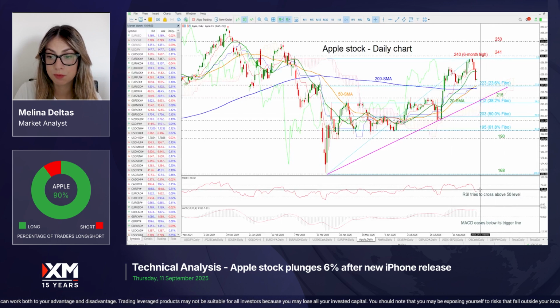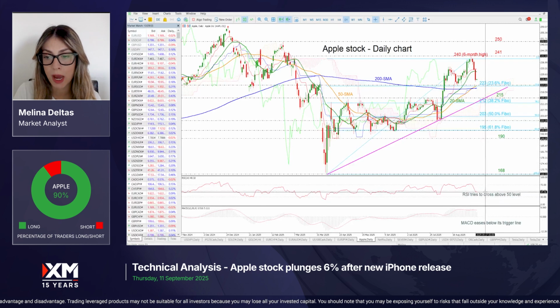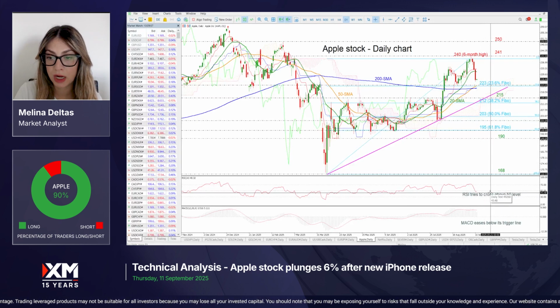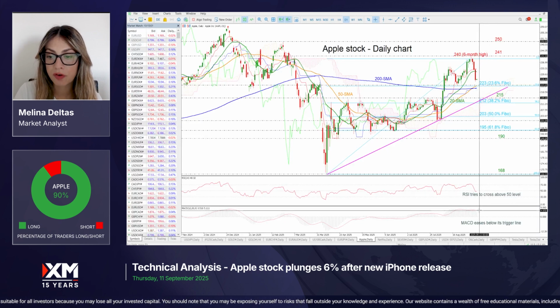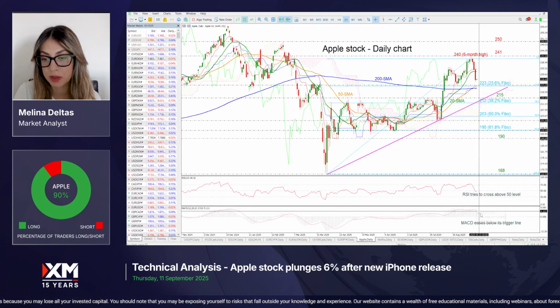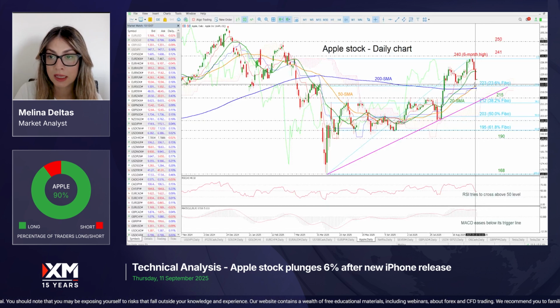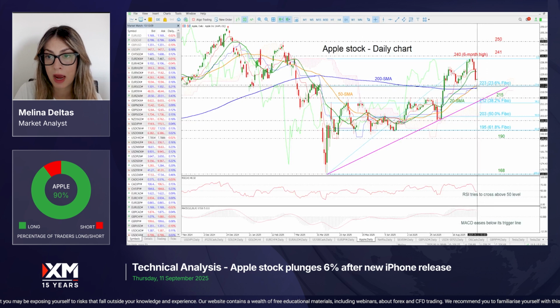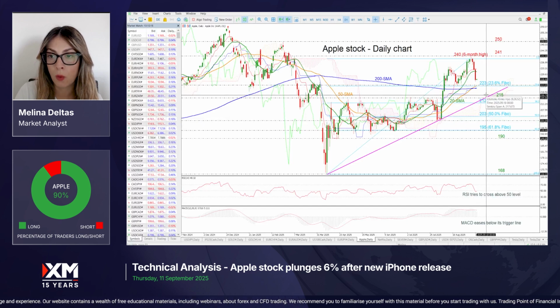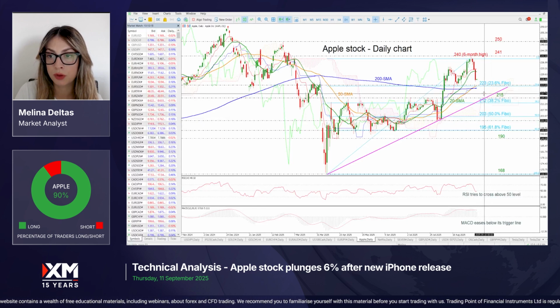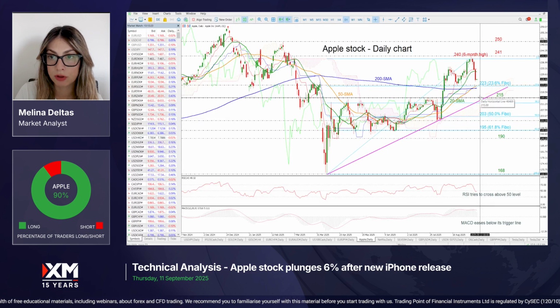The RSI is pointing slightly up and is trying to cross above the 50 level, recovering some of the previous days of losses. However, the MACD is still holding beneath its trigger line, still losing some momentum. So I think that the next levels to have in mind are the 223 and the 200 DSMA. If there is a drop below them, then we may wait to see a rebound around the 215 support area.